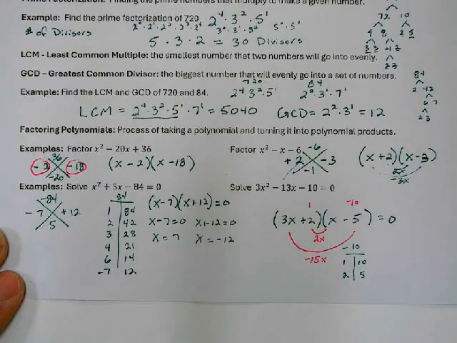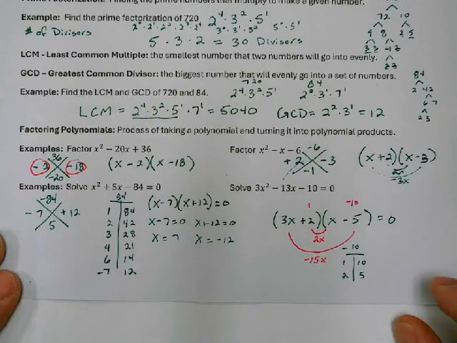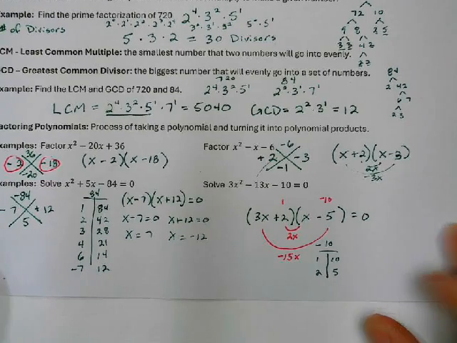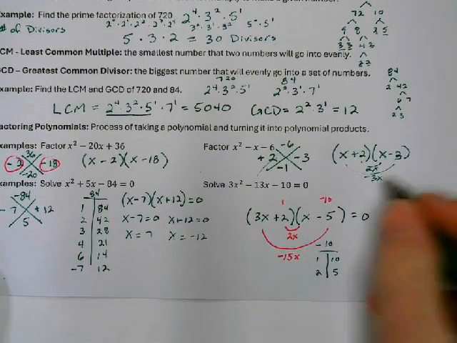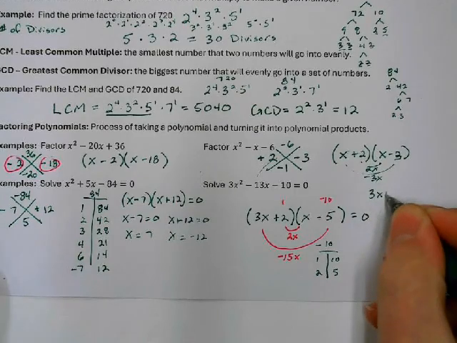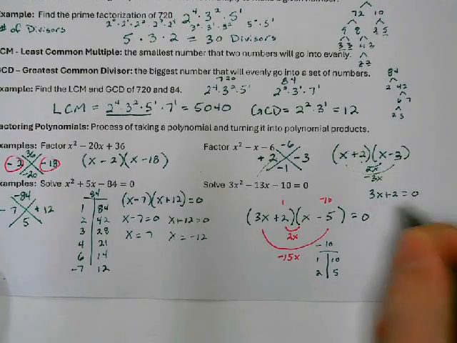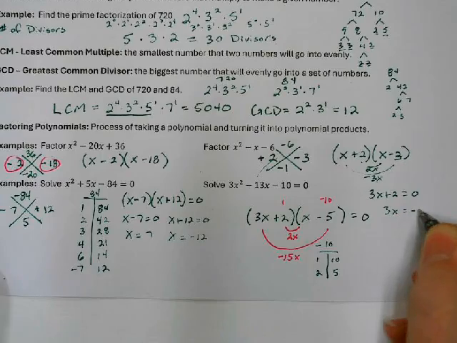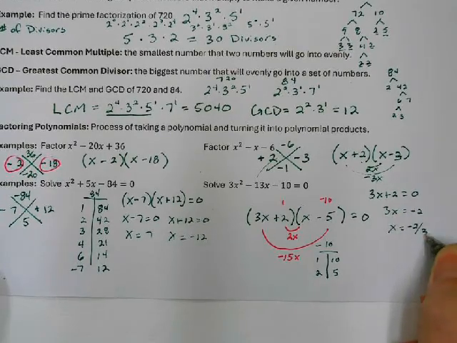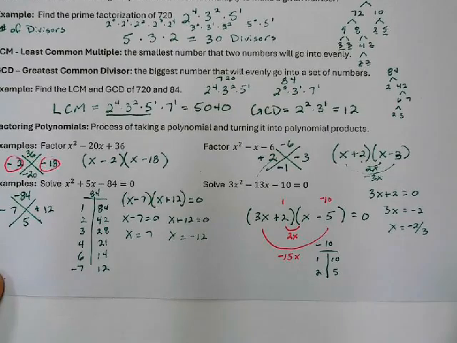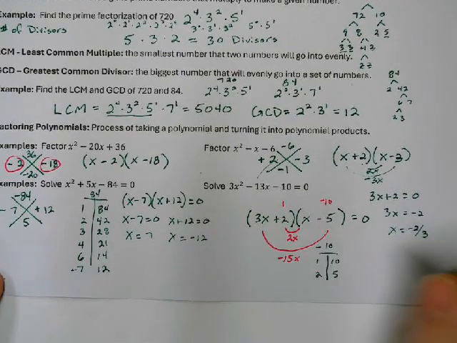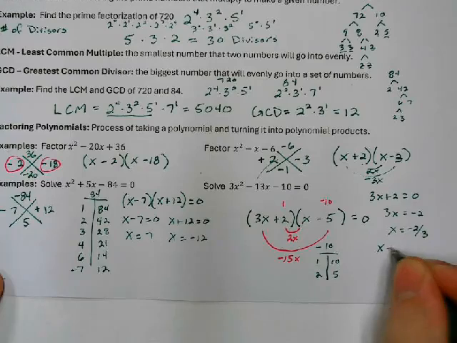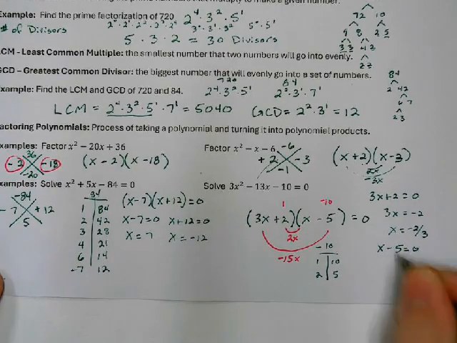And now to find our roots or our solution, all I have to do is set these equal to 0. 3x plus 2 equals 0. Subtract 2, we get 3x is equal to -2. Divide by 3. One of our answers is -2/3. My other answer, my other root, we would do x minus 5 equals 0, add 5, and x is 5. So my two answers are 5 and -2/3.